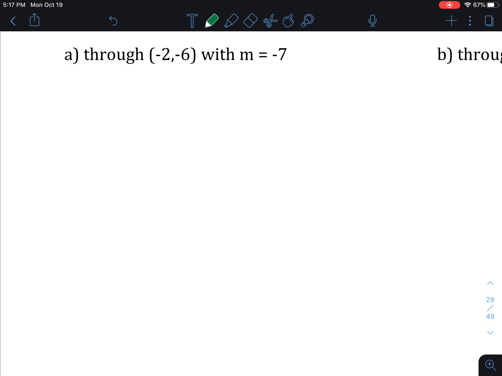Now, how would I start an equation? You can't just plug right into standard form. It's not that simple. So if you are given a point and given a slope, well, we learned the other day the point-slope formula.